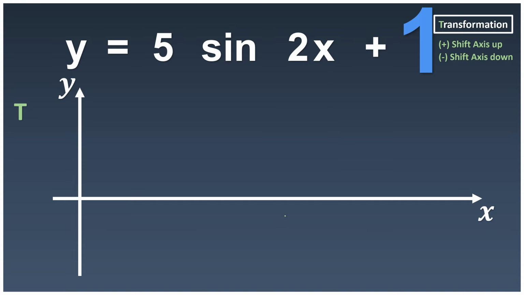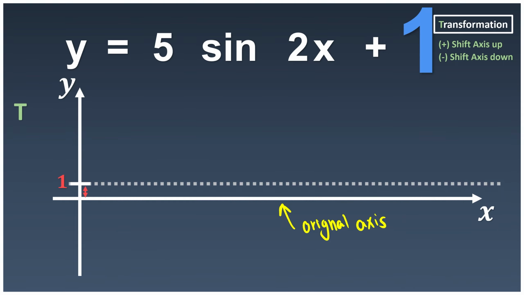So what it means is this is our original axis. By saying transformation, it means we're going to go to a new location and draw a new line. So it tells us that we're going to go up by 1 unit and shift the axis up by 1 unit. But then we're going to use a dotted line to represent the new line.